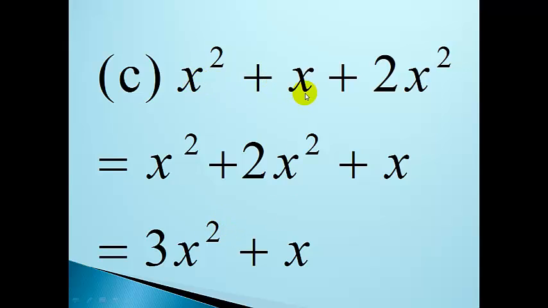Now given x squared plus x plus 2x squared. We have our x squared here, and 2x squared here. They have the same x squared, and so we can add them since they are like terms. So x squared plus 2x squared plus x. The coefficient of the x squared here is 1, and 1 plus 2 will give us 3, and the term is x squared. So we have 3x squared plus x.